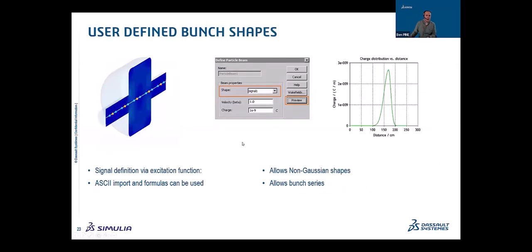Equally important to get accurate results is being able to define the bunch shapes. These signals can be defined via an excitation function in CST, either by a text file ASCII import or by a formula. So you can see a non-regular shape bunch here, which is important again to get accurate results.